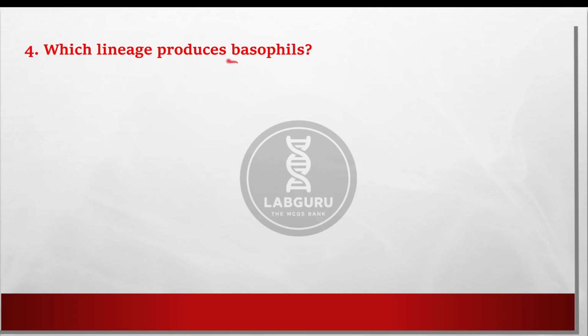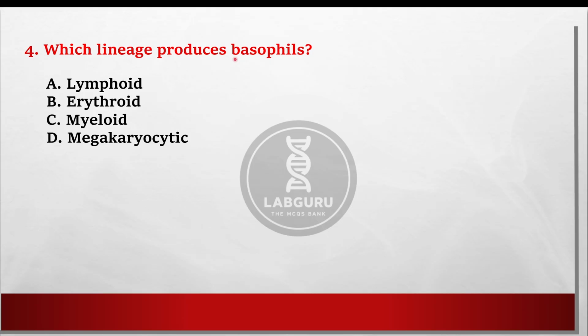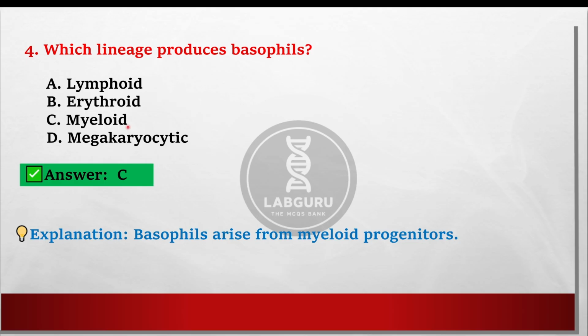Question number 4. Which lineage produces basophils? The options are lymphoid lineage, erythroid lineage, myeloid, or megakaryocyte. So here the right answer is option C, that is myeloid lineage produces the basophil. Basophils arise from the myeloid progenitors.